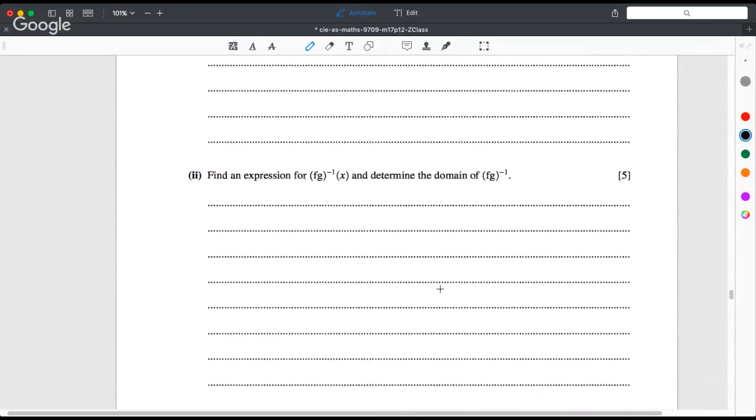Okay, so now they want an expression for the inverse of fg. So let's call fg of x, let's call that y. And so that's equal to what we had before, which is 2 times (3x plus 2) all squared plus 3. And if you rearrange this, you get that 3x plus 2 is equal to plus or minus the square root of 1/2 y minus 3.